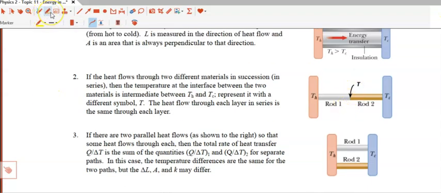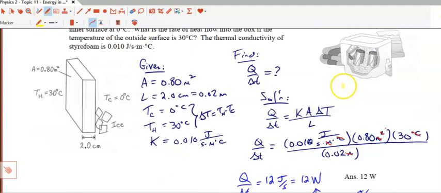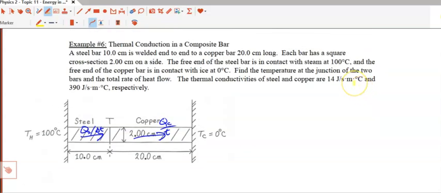The key idea to remember is that when you have two materials that are in succession with each other, then the heat flow through each layer is the same. So essentially Q1 over t and Q over t for layer 2 are identical. They're in series. And there's some intermediate temperature in between here, and that's what we're trying to find. So let's get to the problem now. The first thing we're going to do, and we'll just erase this bit here, is look for that temperature T.